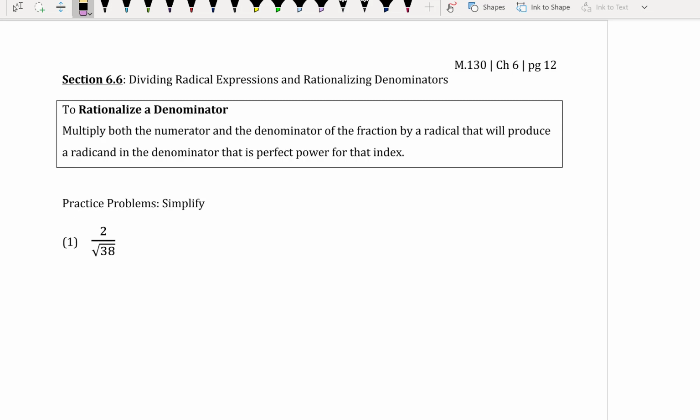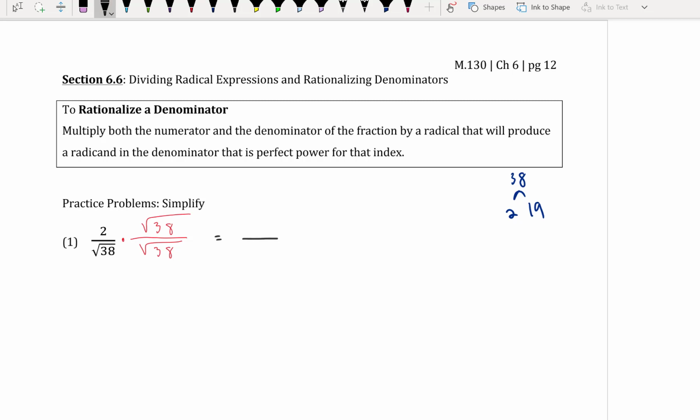For example, let's look at 2 over the square root of 38. First of all, I want to see how 38 breaks down into its factors. I know it's an even number, so 38 divided by 2 is 19. So 2 and 19, those are both prime numbers. I can't factor any further. So this tells me that I want to multiply top and bottom by the square root of 38.